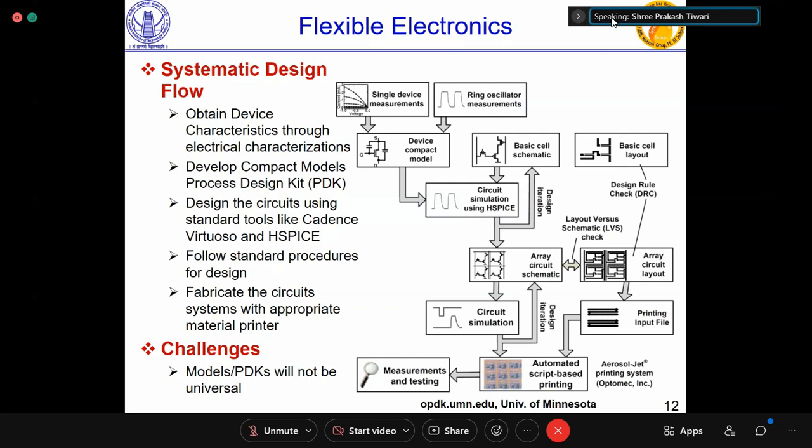But what are the challenges? Say for a device A where materials A and B are used, and a device B where materials C and D are used, the compact models can be entirely different. It means there are no universal models. So every time a laboratory or a company produces a new device with a new material, you have to get PDKs for that device in that technology. So that is a challenge in any systematic design for flexible electronics, but on the other hand, it has a lot of scope for learning and contributing.